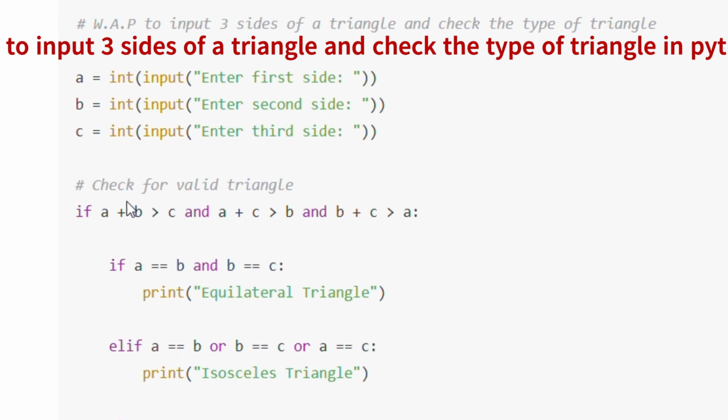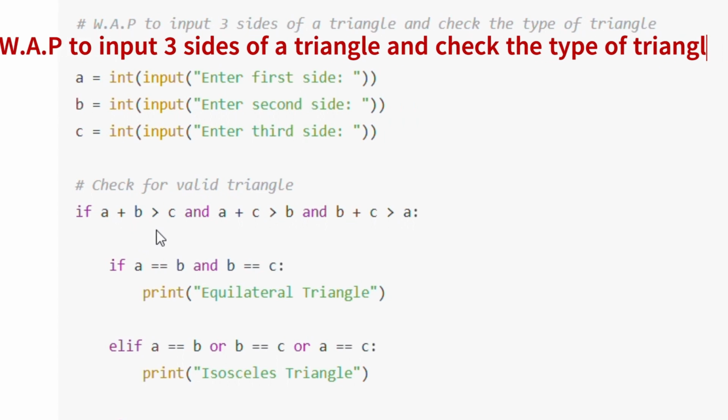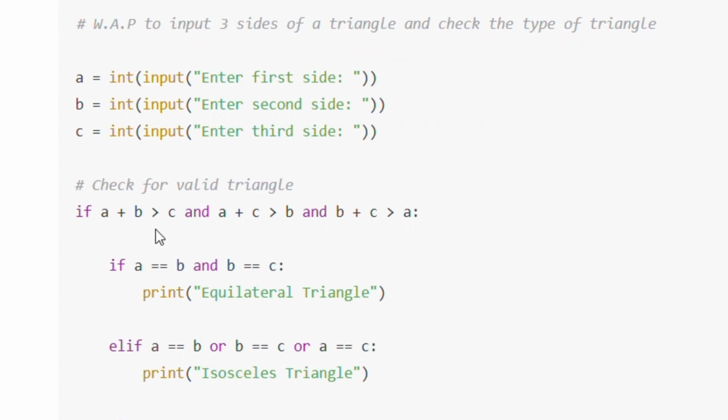Next is check for valid triangle. If the sum of any two sides is greater than the third side, then this triangle is possible. So if A plus B is greater than C, and A plus C is greater than B, and B plus C is greater than A, the sum of any two sides is greater than the third side, then the triangle is possible.